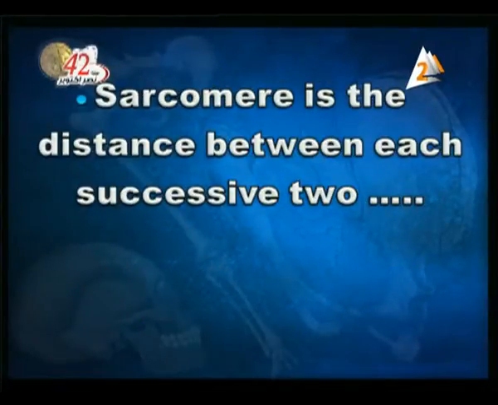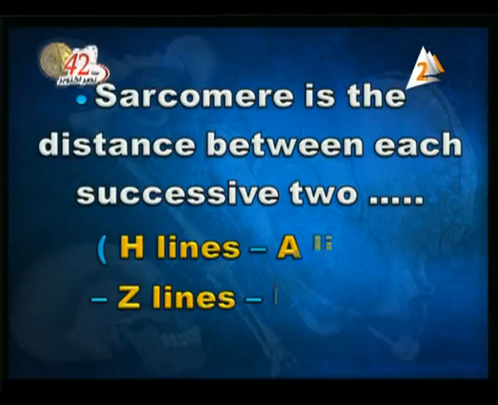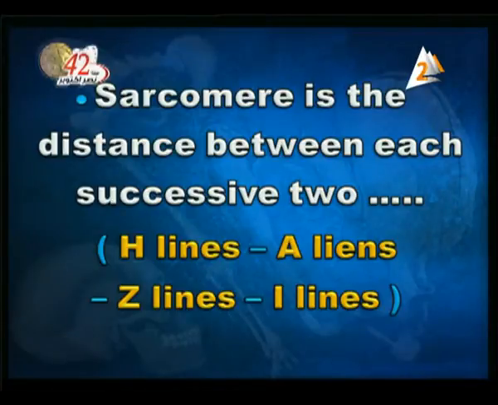Sarcomere is the distance between each successive two space. H lines, A lines, Z lines, I lines. Let's remember together. Sarcomere is a distance between what? Yes, sarcomere is a distance between each successive two Z lines. Let's move to another item of question. Please concentrate with me.